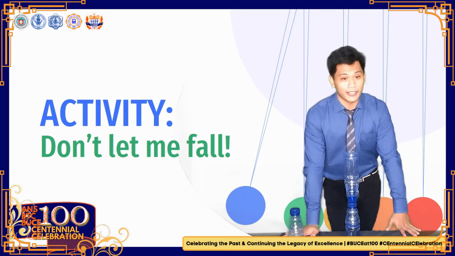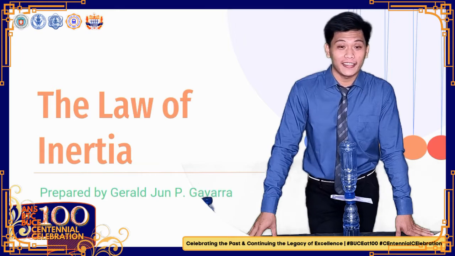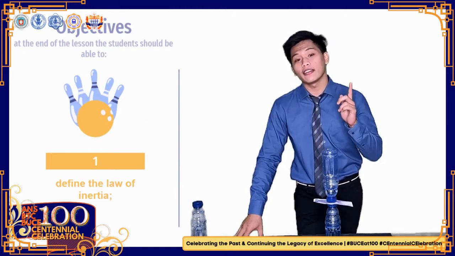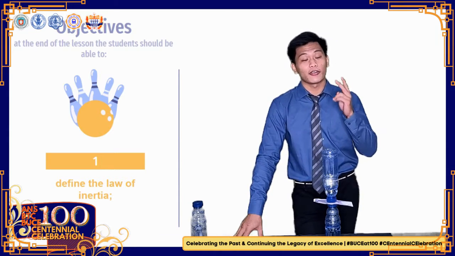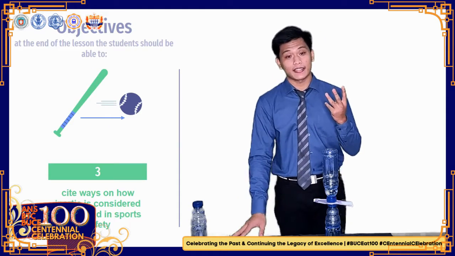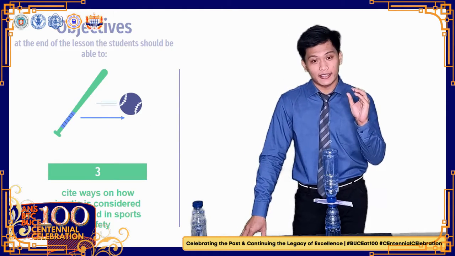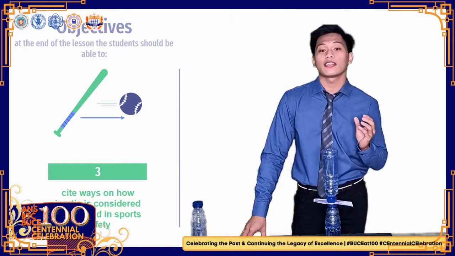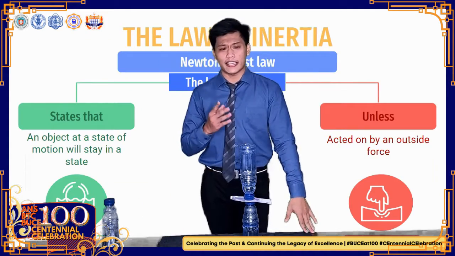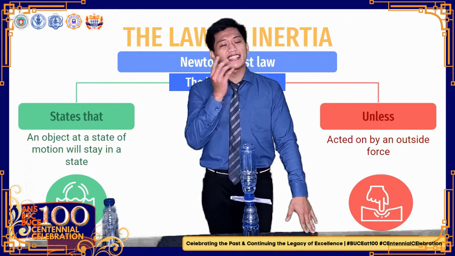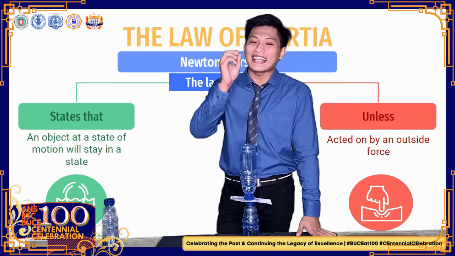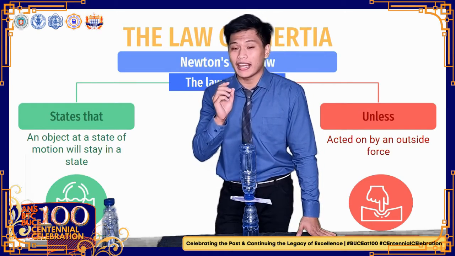Well, let's find out. Our lesson for today is the law of inertia. And our objectives are, first, let's define the law of inertia. Second is relate mass and the inertia of an object. And third, and last, is cite ways in which inertia is considered involved in sports safety. Now, the law of inertia states that an object in a state of motion, it can be either moving or stationary, will stay in that state unless acted upon by an outside force.